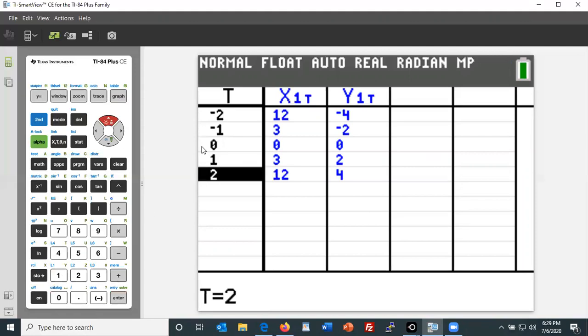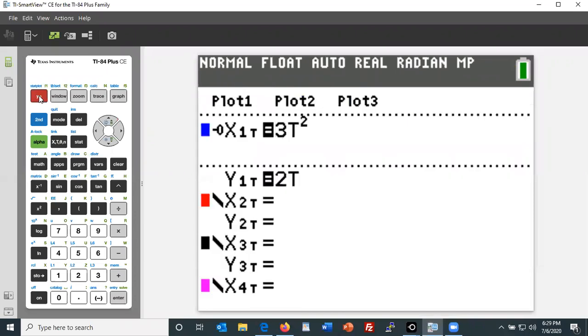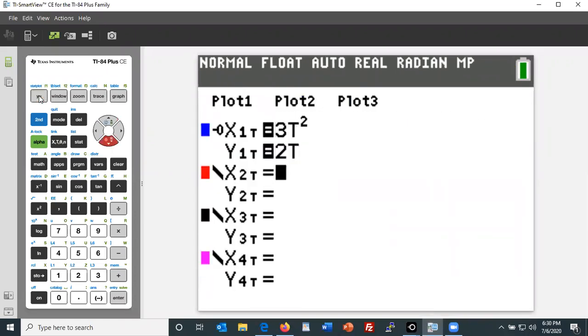But notice here, it doesn't just say x and y, it says x1t and y1t. The 1 just means it's the first equation you plugged in. Because notice, if you go to the second part, there's an x2 and a y2 of t. The t is just an indicator that your variable is t for every line that you write out.